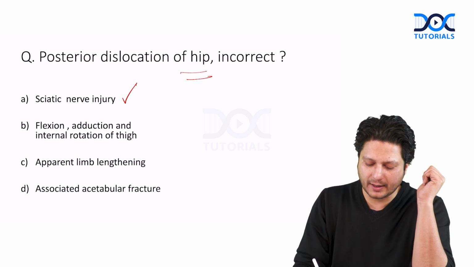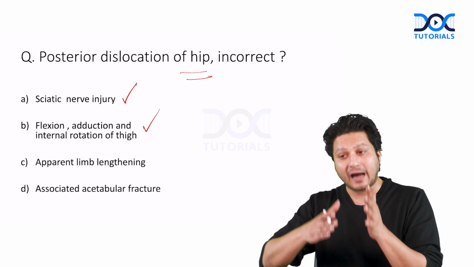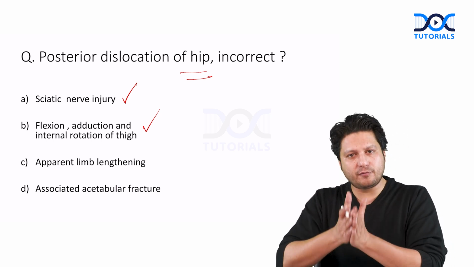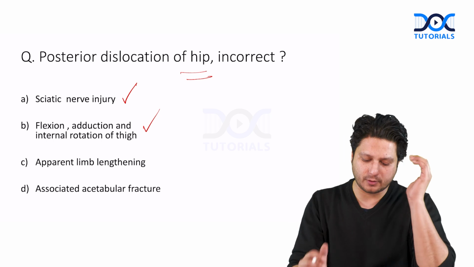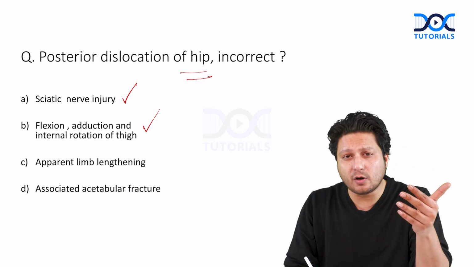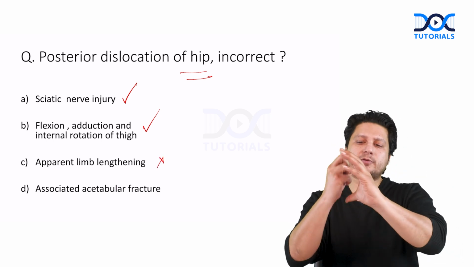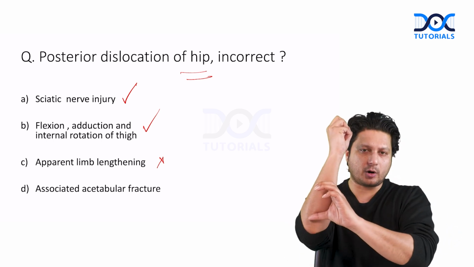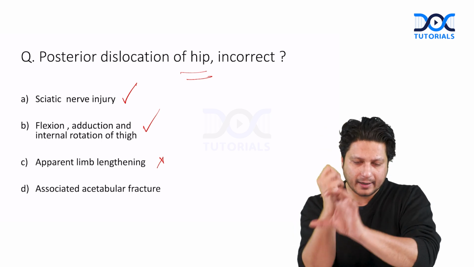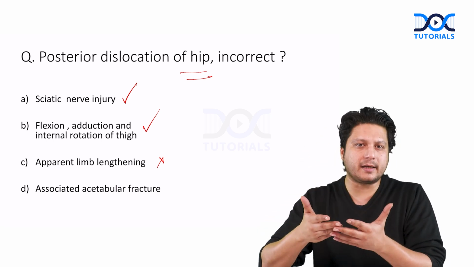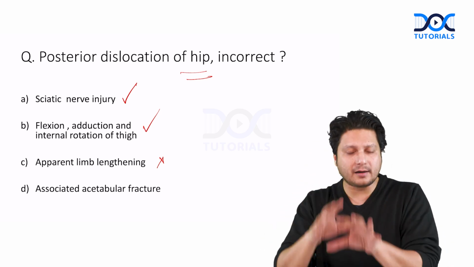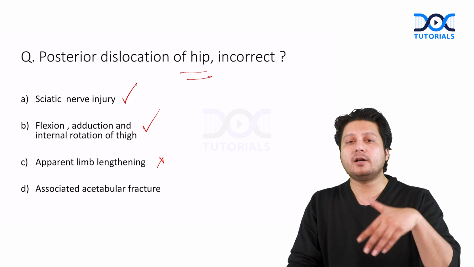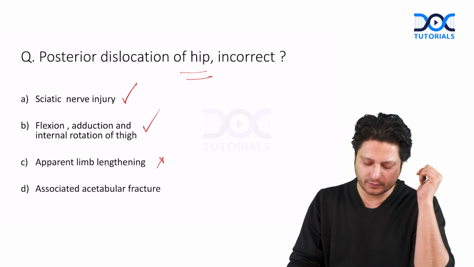Next, flexion, adduction, internal rotation of the thigh is considered to be the attitude after getting posteriorly dislocated. This is true, the thigh will be fixed in flexion, adduction and internal rotation. Apparent lengthening of the limb, obviously not, because when it is posteriorly dislocated, the head of the femur is out of the acetabulum and there will be proximal migration. When the head of the femur is proximally migrated, the length of the entire limb would be shortened in comparison to the normal. So there will actually be shortening of the limb, not lengthening of the limb.